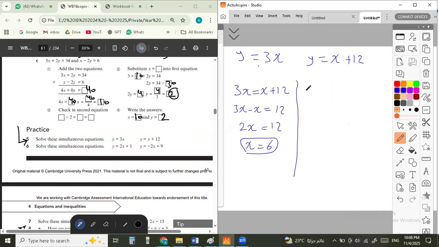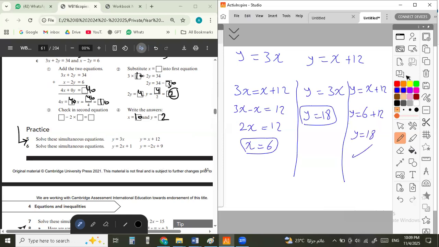Substitute in the first equation, which says y equals 3x, then y equals 3 times 6, which is 18. Now we found that x is 6, y is 18. You want to check? Get the other equation, which is y equals x plus 12. I'm going to remove the x and write 6, so y equals 6 plus 12. y equals 18. Yes, so I did it right.